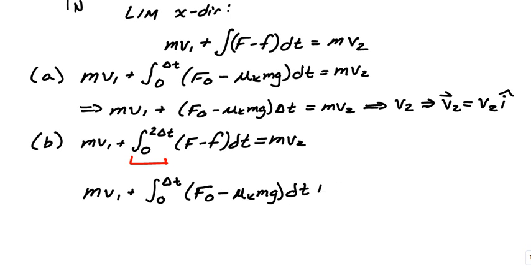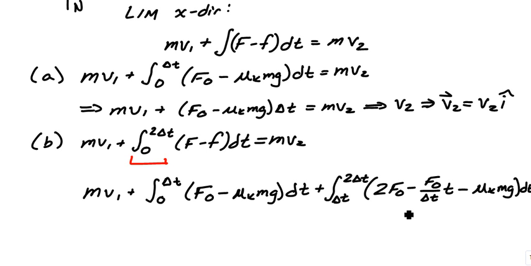And then I'm going to add to that the integral from delta t to 2 delta t. I'm going to have the value of the force over that interval, which, let me go back to the top, is going to be 2 F naught minus F naught over delta t times t, that's the big F part, and then I'll subtract off the friction, so minus mu k m g, dt, and that's going to equal, of course, m times v2.